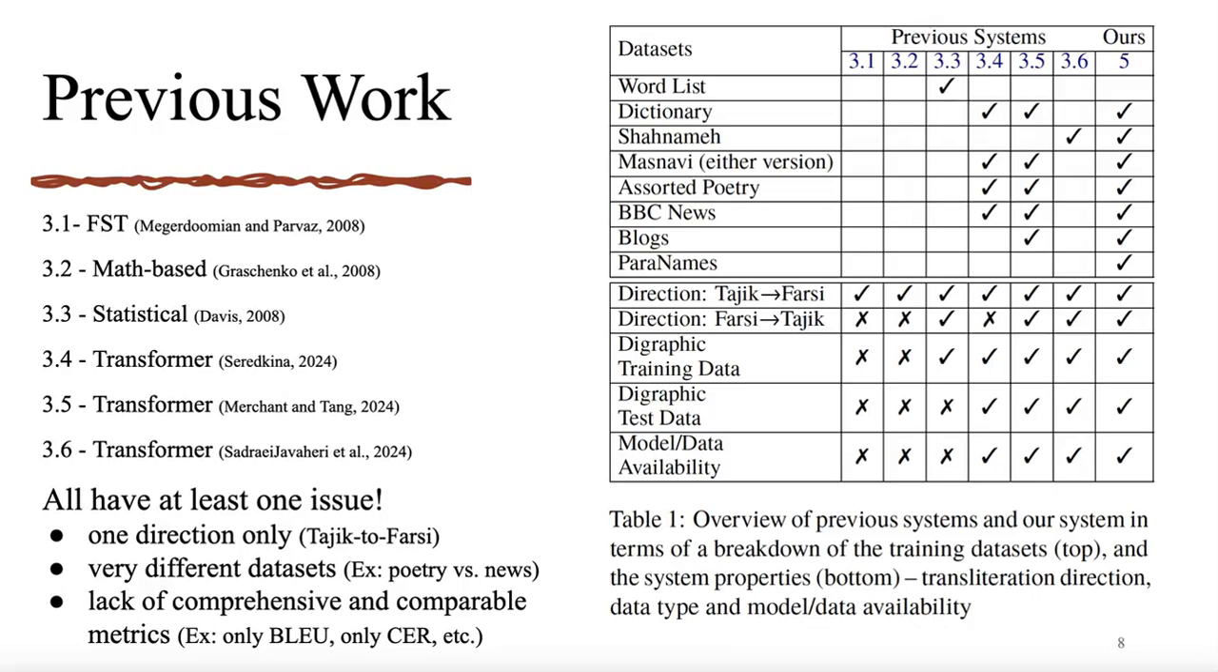And even though some of them were bidirectional and they had these shared datasets, one thing we ran into when we were doing our previous model 3.5 was that they still didn't report very comprehensive and comparable metrics. So they were only using BLEU score, only using character error rate, and it wasn't split at the individual dataset level as well as at the genre or text domain level.